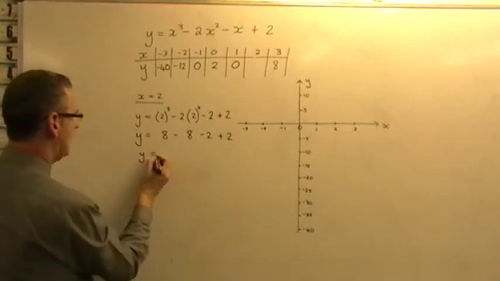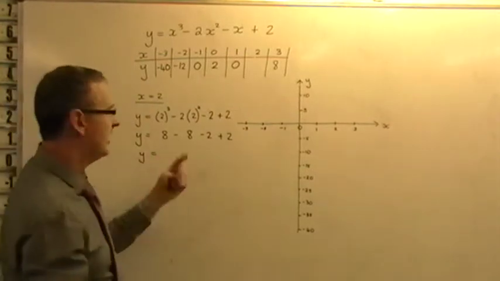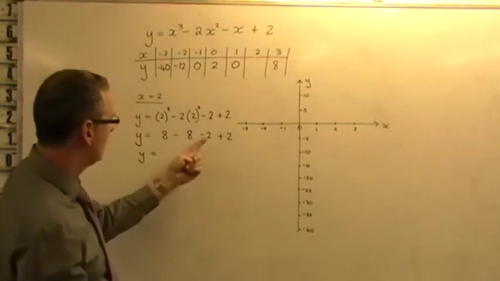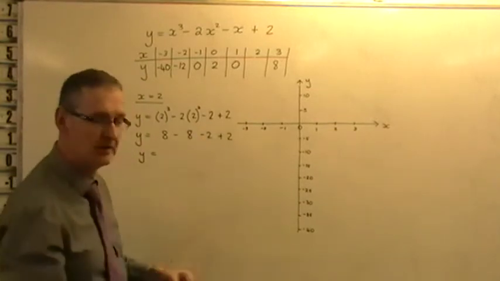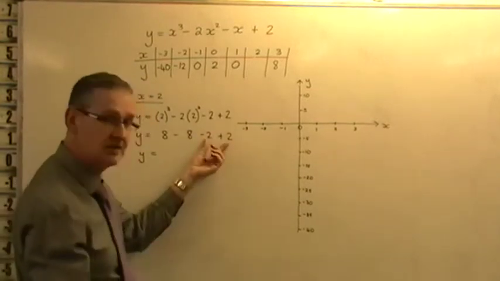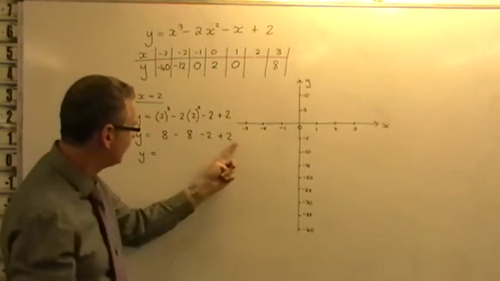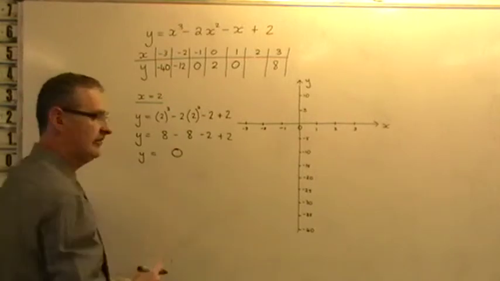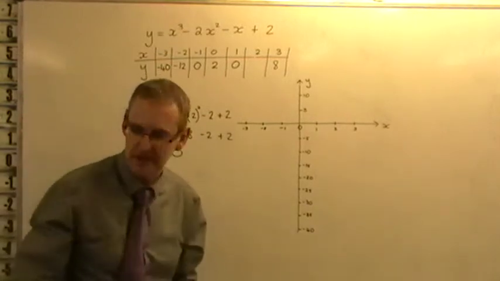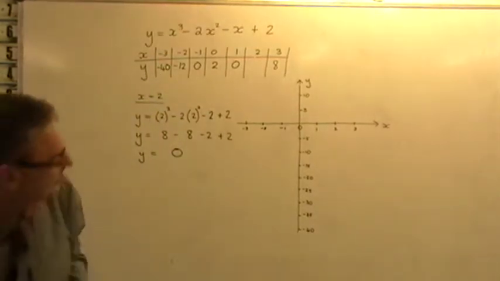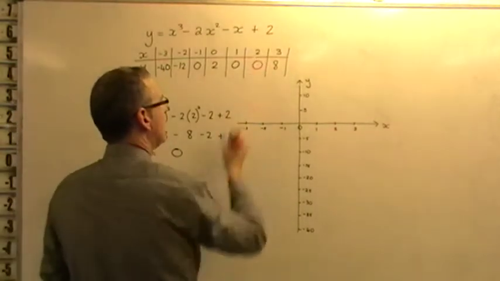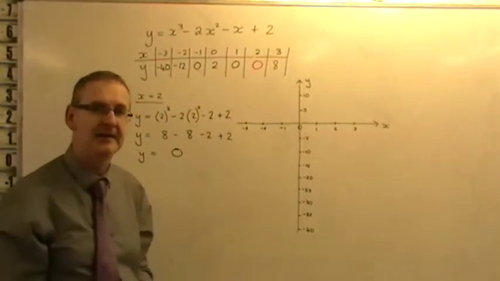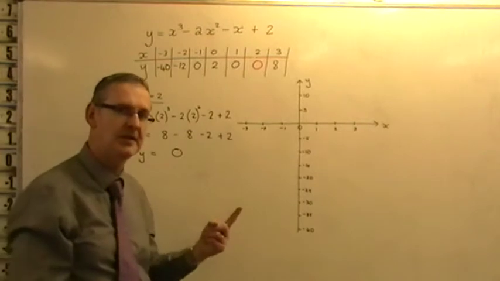So we've got y equals 8 take away 8 is nothing. Minus 2 plus 2 gives nothing. So the entire thing there, 8 take 8, take 2, add 2, ends up with 0 as your answer. So I'll get a colour and I'll put that 0 in the table. Now that will give you 1 mark from the examiner.